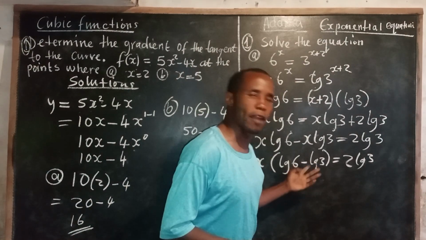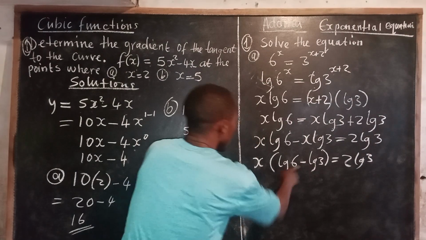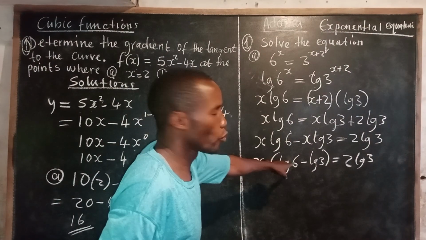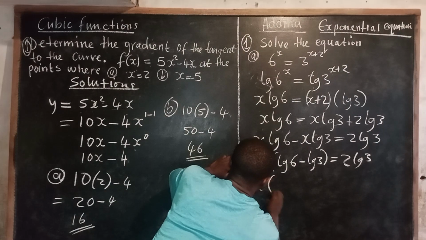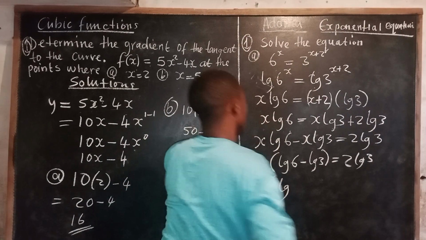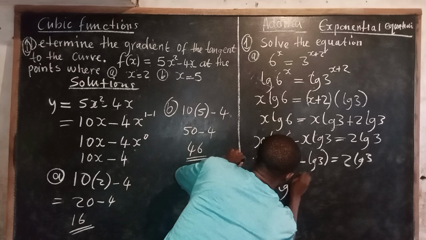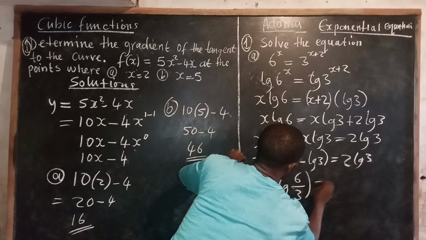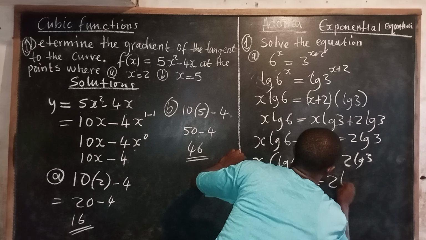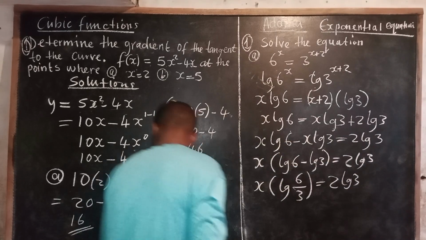Now, in this case, we have a minus. So it means we are going to divide. How? We are going to do this. Log, then this 6 will be on top, divided by 3. We have 3 there. Then equals 2 log 3.